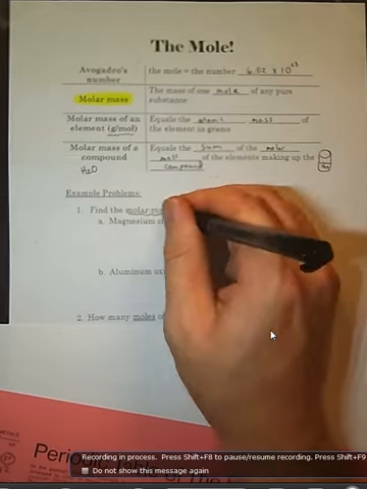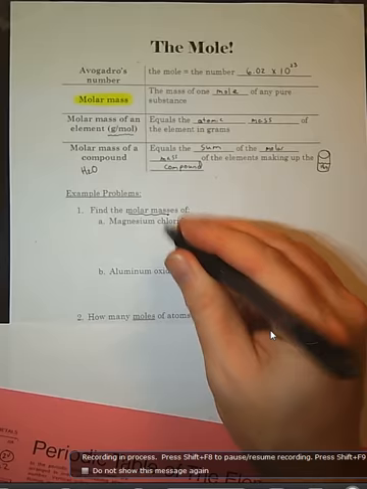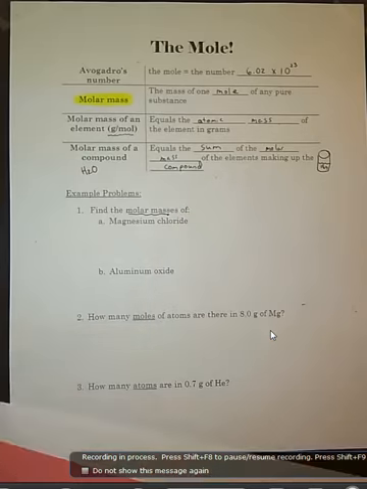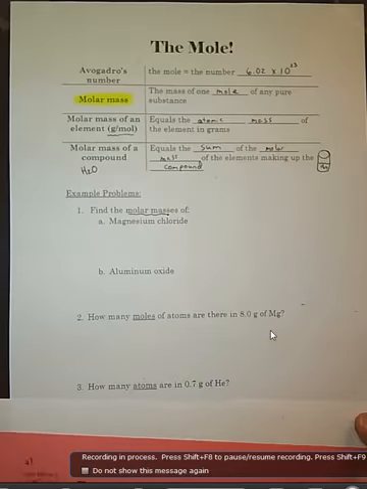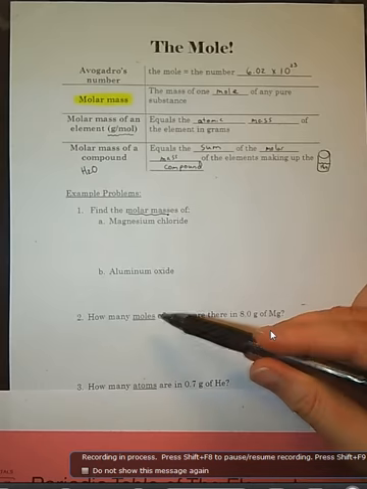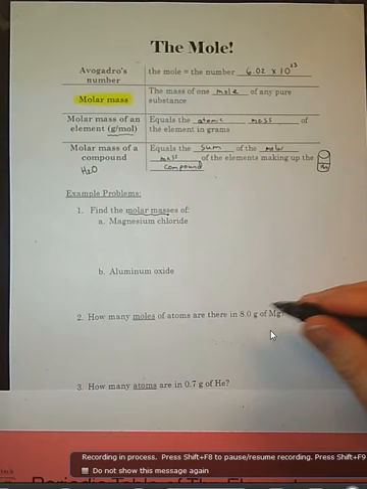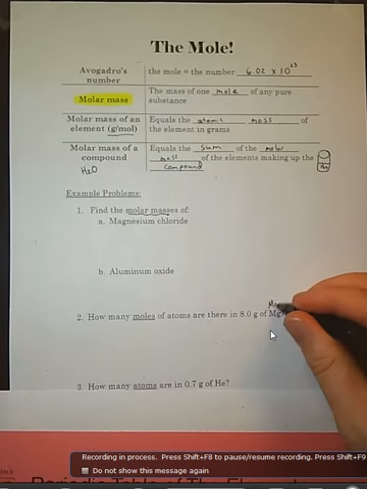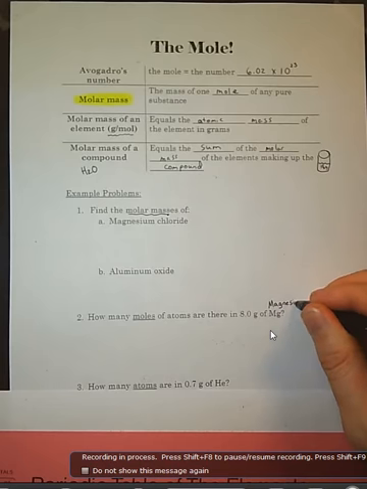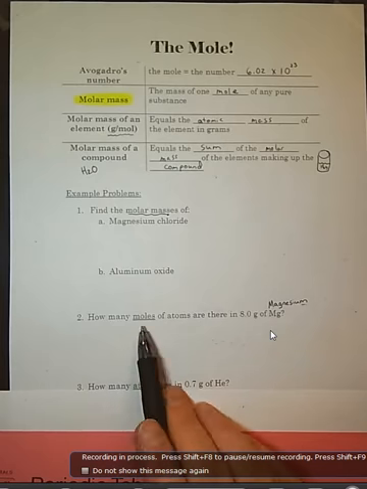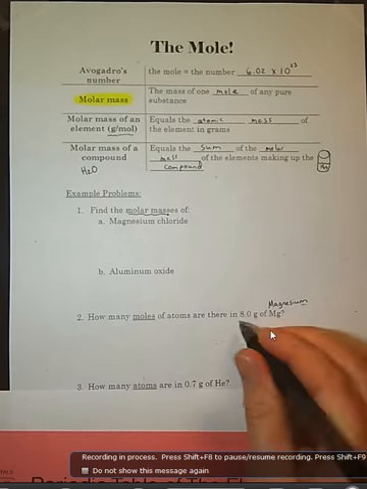We've done that, and go ahead, do those problems. We're going to go down to the bottom of the page where we have something new. This is where we're going to be converting. Number 2 says, how many moles of atoms are there in 8 grams of Mg? Here we have magnesium. The first thing you're going to do before any problem is highlight everything. We want to know how many moles of atoms are in 8 grams.